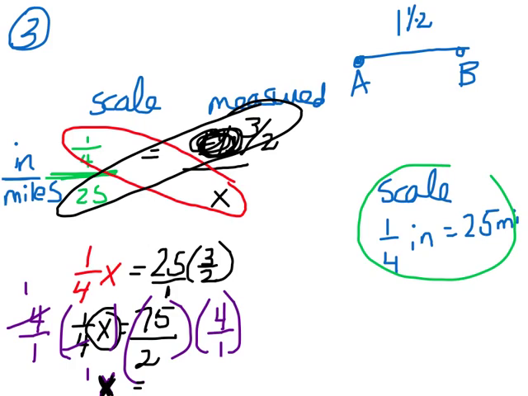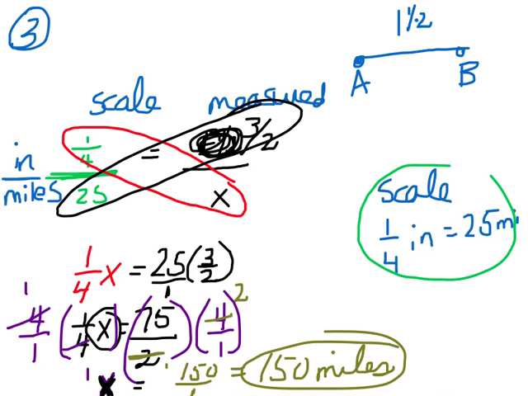Now, if I look at this, I can go ahead and multiply. It would make my life easier if I reduce some things. I'm going to say 2 goes into 2 one time, then 2 goes into 4 2 times. So on the top, I now have 75 times 2, and that's 150. And on the bottom, I have 1 times 1 is 1. 150 over 1 is 150. Oh, that's 150 miles there that we were talking about.